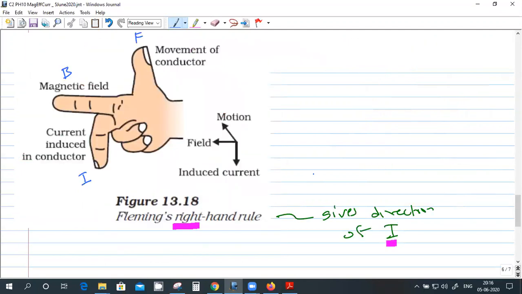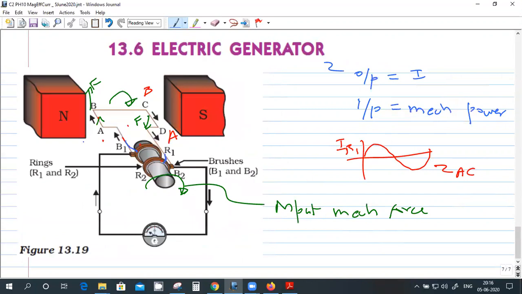Okay. So here the brushes are in contact with the same ring, and that is why the current is alternating. Right. So when it goes to the other part of the magnetic thing, the direction of current will change.